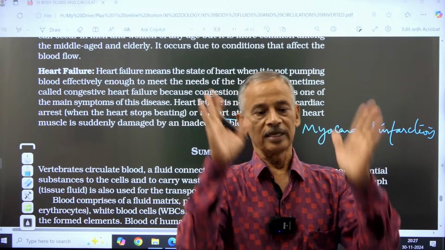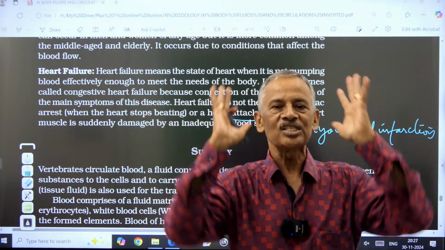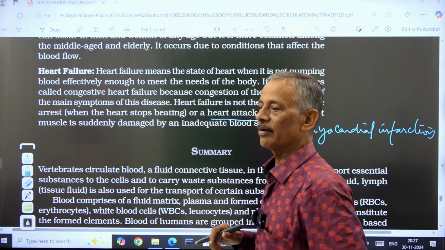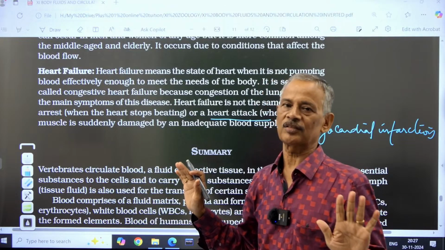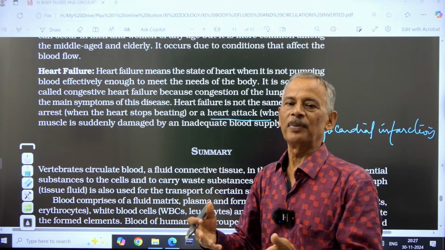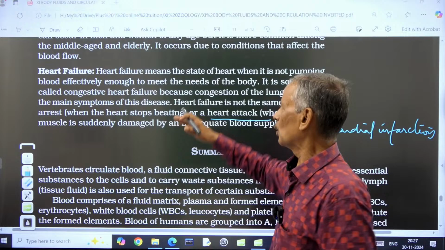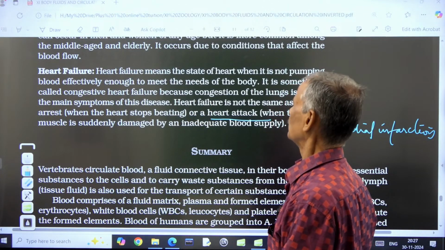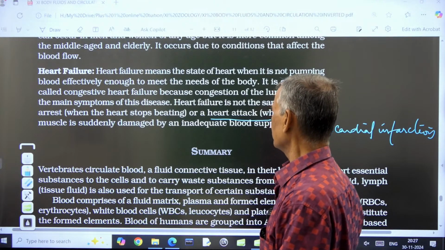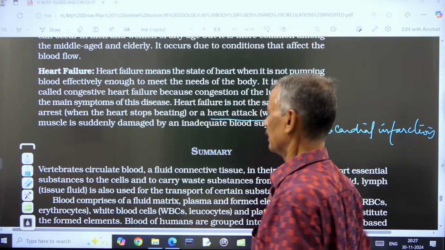Cardiac arrest means it is arrested. Heart is suddenly stopping its action. Heart suddenly stops contraction. Okay, heart stops beating. That's called cardiac arrest. That will be resulting in death. So massive cardiac arrest means it is not pumping blood. It has been arrested. Heart is not working. So it stops beating. So these are all very dangerous situations. Heart failure is different from cardiac arrest, which is different from myocardial infarction.